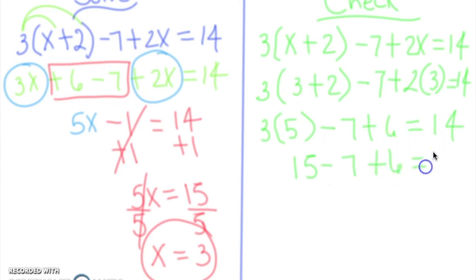Okay, it's a little work here to check, but it's very important that you check. Now let's go ahead and do the simple math. 15 minus 7, that would leave me with 8, plus 6, and I bring my 14 down. Simple math again, 8 plus 6, that will give me 14. Is 14 equal 14? You bet.